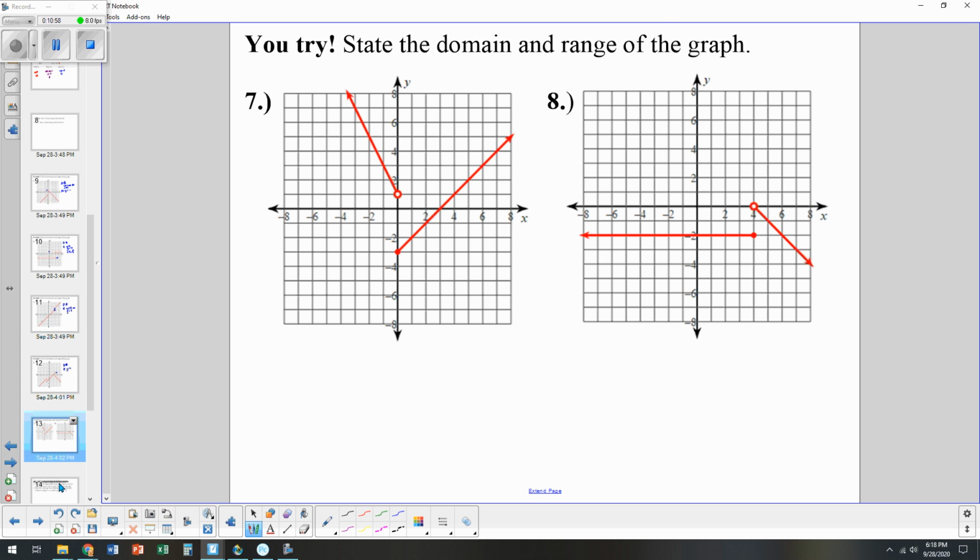So you go ahead and give a try for these two, state the domain and range. Pause it and I'll show the answer. All right, check your answers. For number 7, the domain was all real numbers. The range was y is greater than or equal to -3. For 8, the domain was all real numbers, and the range is y is less than 0. Remember, when it's on the x-axis, y's value is 0.